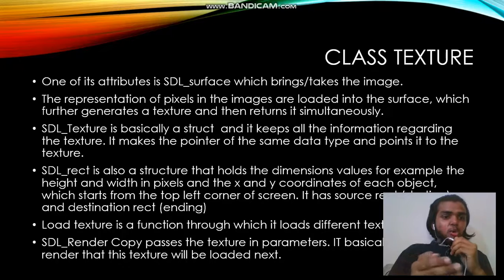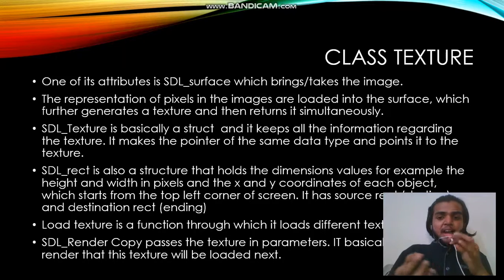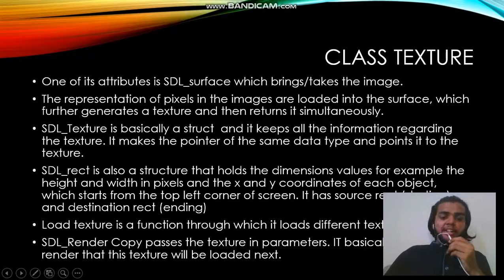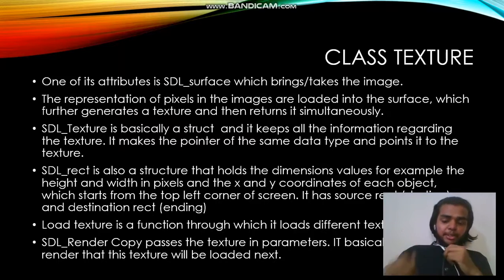We have the class texture. One of its attributes is SDL surface, which takes the image. The representation of pixels in the image is loaded into the surface, which further generates a texture and then returns it. SDL texture is a struct and it keeps all the information regarding the texture. It makes a pointer of the same data type and points it to the texture. SDL rect is also a structure that holds the dimension values, for example the height and width in pixels and the XY coordinates of each object, which starts from the top left corner. The load texture is a function through which it loads different textures. SDL renderer copy passes the texture in parameters.